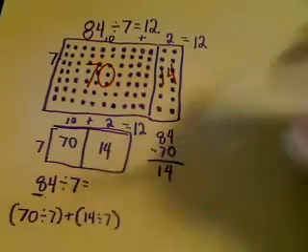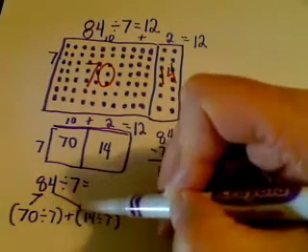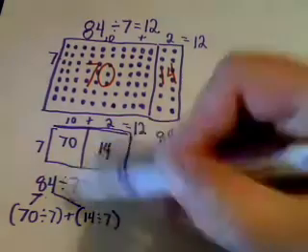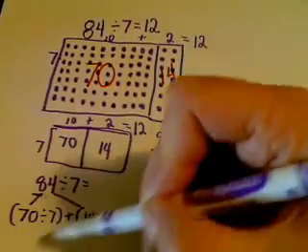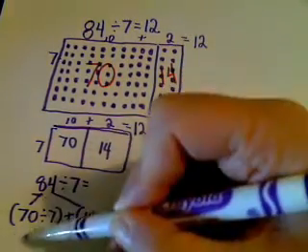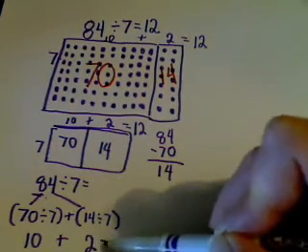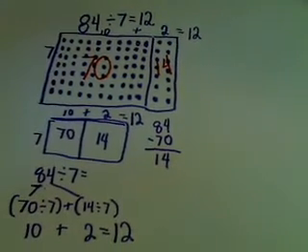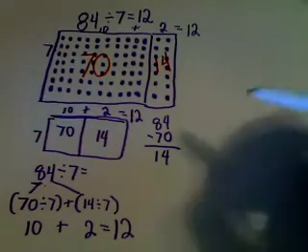This is your distributive property, where you distribute the 84 into parts and divide those parts by your divisor. So here we go. We can solve those. This is 10. This is 2. And again, we get 12. So we're pretty certain that we can make 12 groups of 7 and get to 84.